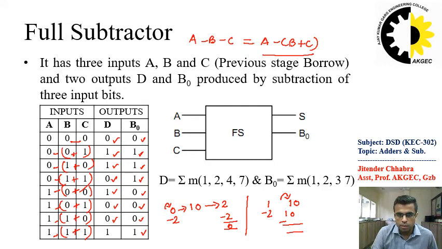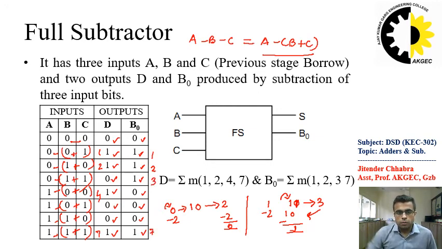sorry, this was 1, and if I take a borrow, this becomes 1 1. So this 1 1 actually becomes 3, and now 3 minus 2 becomes 1. That's why I have written a 1 in the difference column. And similarly, by checking these columns for D and B naught, we can write the minterm expressions. Difference is 1, 2, 4 and 7. As we can check from there, this is 1, this is 2, this is 4 and this is 7. And similarly for this B naught, the terms are 1, 2, 3 and 7.